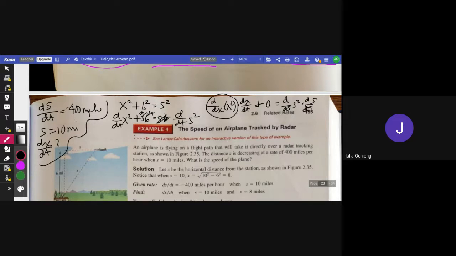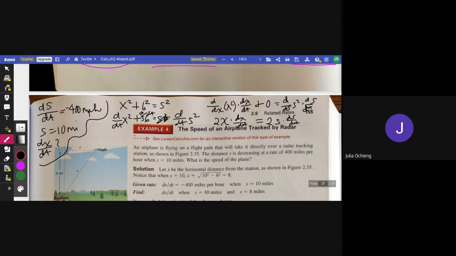So that's going to be 2x times dx over dt plus 0 just disappears, equals the derivative of s squared, which is 2s, times ds over dt. They told us that s equals 10, so I can plug that in. They told us that ds over dt is negative 400, so I can plug that in.